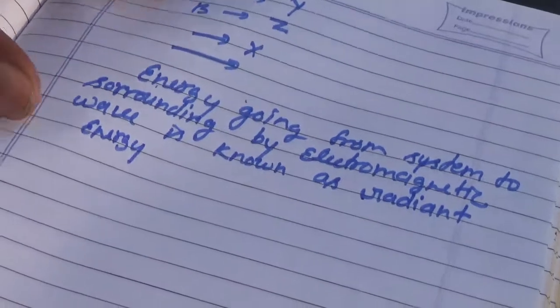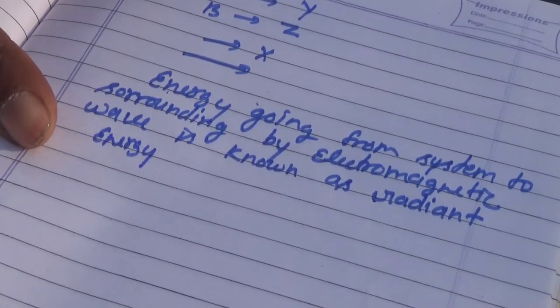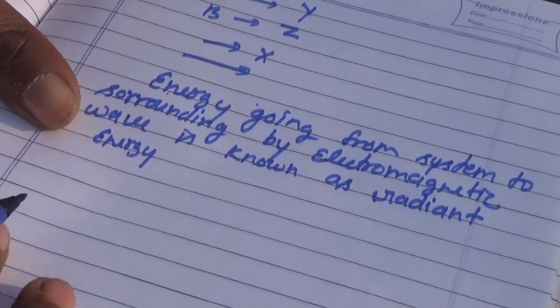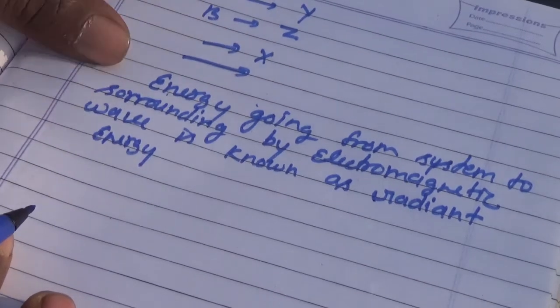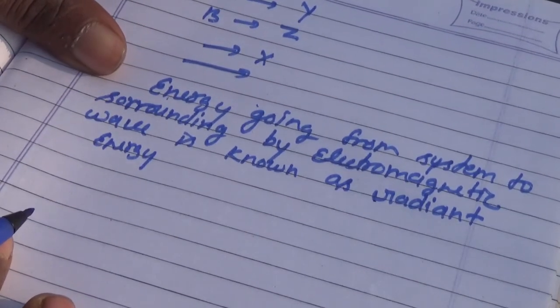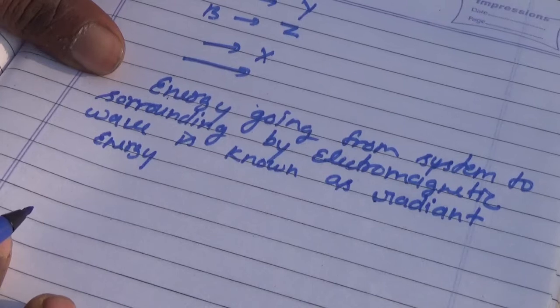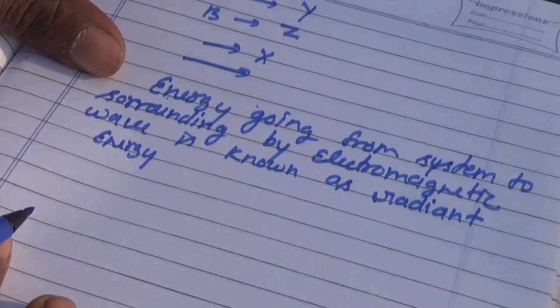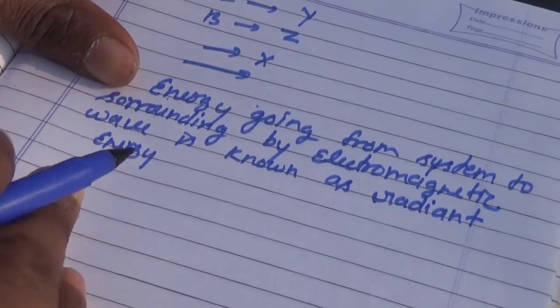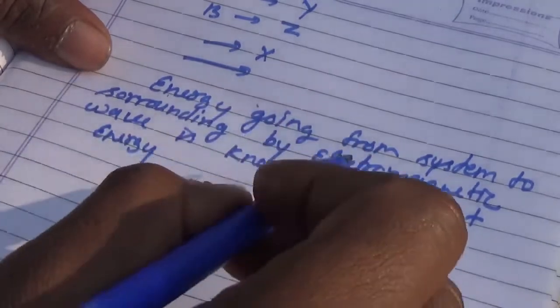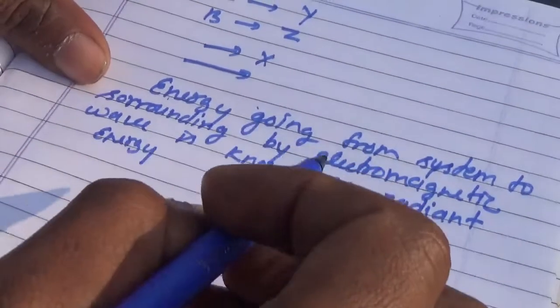Radiant energy. As we have told you, we have no need of a medium to transfer heat in this method. Here heat is going from system to surrounding, or one system to another system, or one body to another body by electromagnetic wave. It is known as radiant energy.